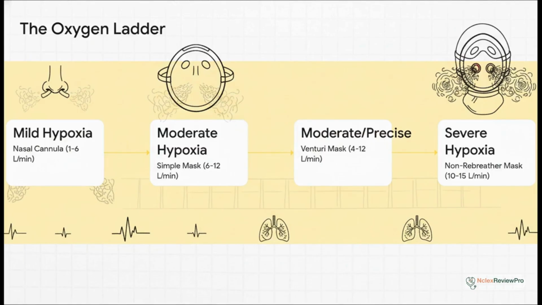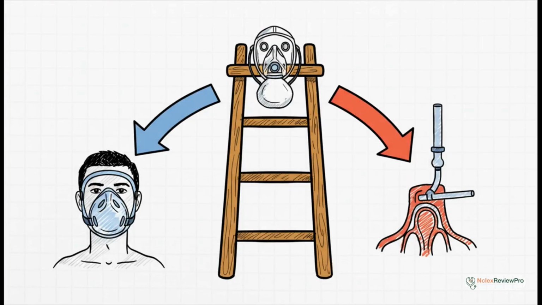You go to a simple mask, maybe a more specialized mask, and then for severe hypoxia, you go to the non-rebreather. Trust me, the NCLEX loves to test whether you know when to go up or down this ladder. And here's a crucial point. The non-rebreather mask is the top of the ladder for just giving simple oxygen flow. If your patient is on one and they're still struggling, it means they need more than just oxygen. They need pressure to help open up their lungs. And that means you're escalating to things like BiPAP or even getting ready for intubation.